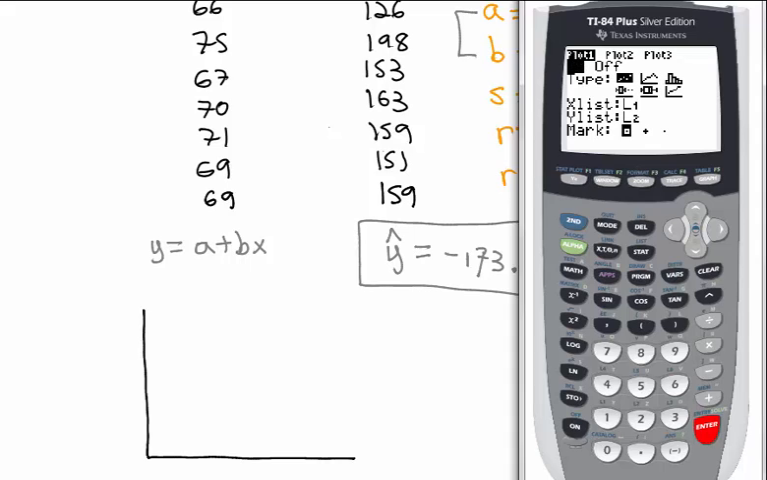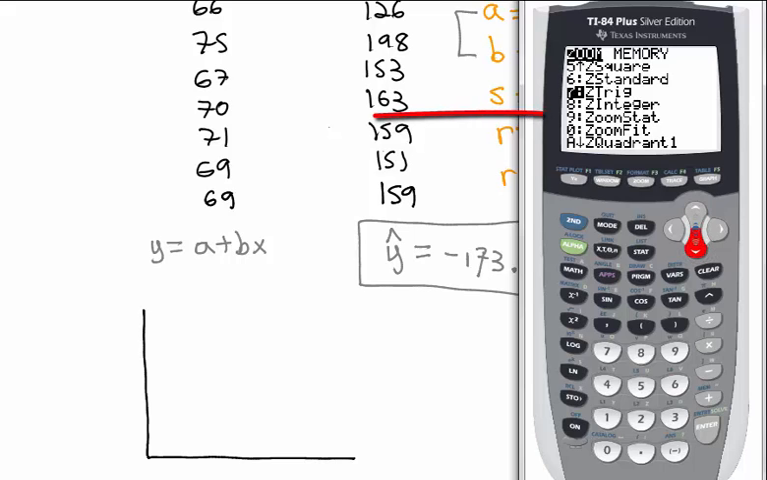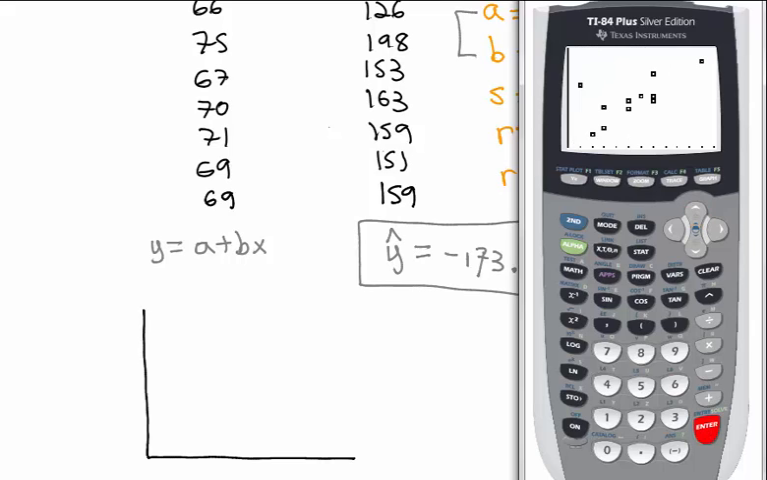If that is the case, then we're going to hit the zoom button, and option number 9. Scrolling up might not have been the best choice, should have scrolled down. Option number 9 is zoom stat. Zoom stat will center the calculator screen around your statistics. And when I do, I get this little graph here. And so we're just going to kind of sketch it.